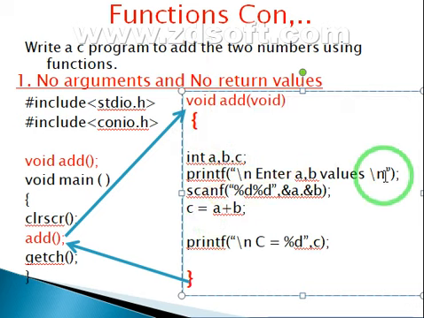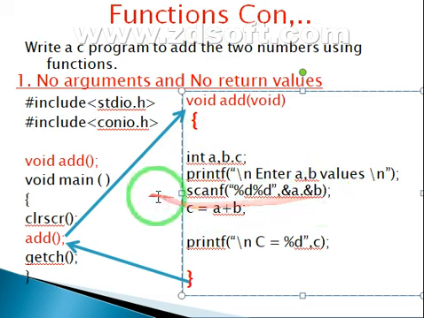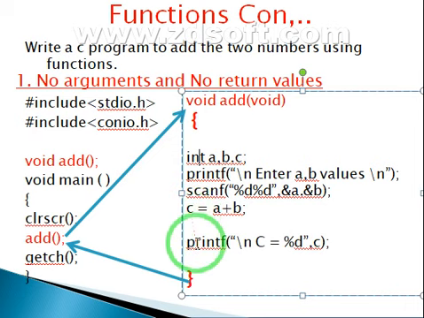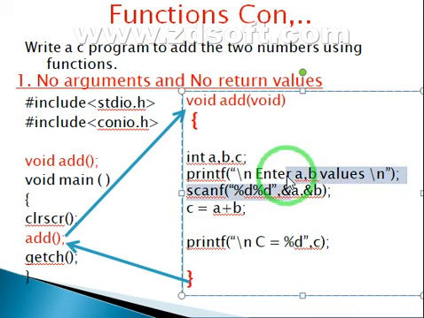Then printf, enter the a b. Scanf a b. c equal to a plus b. That means we add a plus b and assign the value into the c memory location. Then printf c equal to %d, c. Simply, we read two values, add the two values, and then print the addition of the two numbers. So this is called a function example, addition of two numbers.